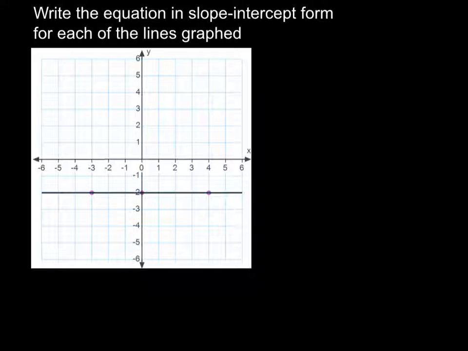The last problem here, we should be able to look at and see it doesn't go uphill, it doesn't go downhill. We have a flat line going across. Therefore, our slope equals 0. And where does it cross the y-axis? It crosses at negative 2.